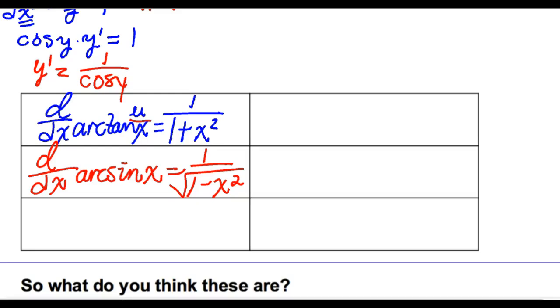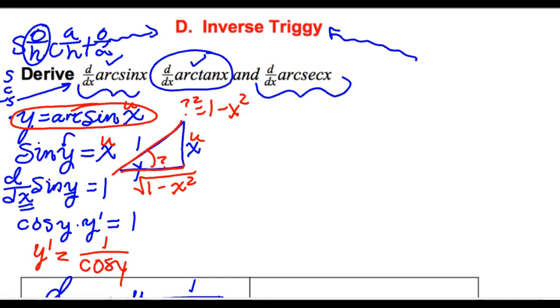And again, had this been a u, I would have had a u prime over the square root of 1 minus u squared. So the last one I'm going to do in a very similar way will be arcsecant, and I'm going to do it exactly the same process, the same way we did arctan. Let's have at it. Here we go.